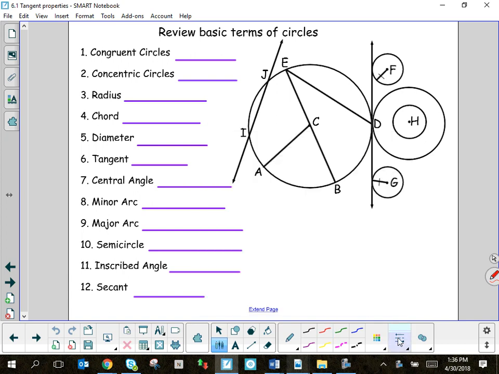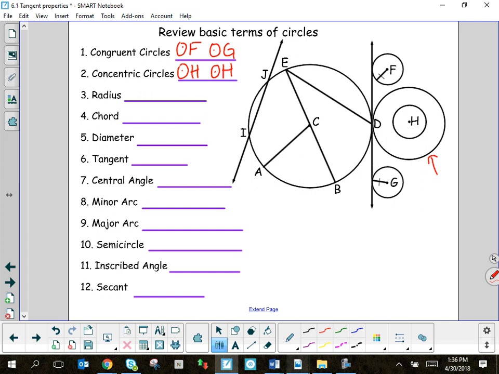So starting off with congruent circles, you can see the two radii that are congruent, so that would be circle F and circle G. Okay. Concentric circles, we don't ever really name those, but that would be these right here. Okay, and so that would be circle H, and so to speak, circle H. Okay, the little one and the large one.